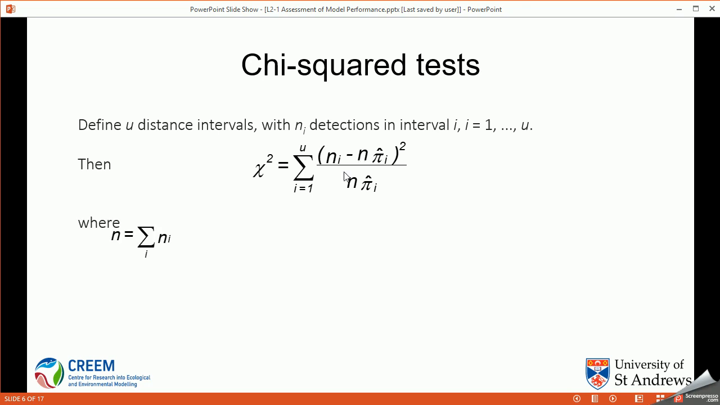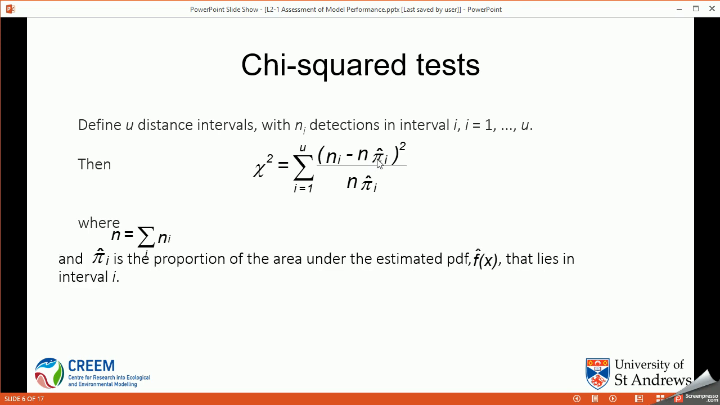The expected number has this n in it, where n is total sample size, so it's the sum of the number of detections in each of the intervals. And this pi thing is the proportion of the area under the estimated probability density function that lies within interval i, pi_i. So the pi_i is just the expected proportion of your data that lie in interval i. n is the total number of data points you have. Multiply that by the expected proportion. That gives you the expected number within the ith interval. So it's observed number minus expected number squared, scaled by expected number, and then summed over all intervals.